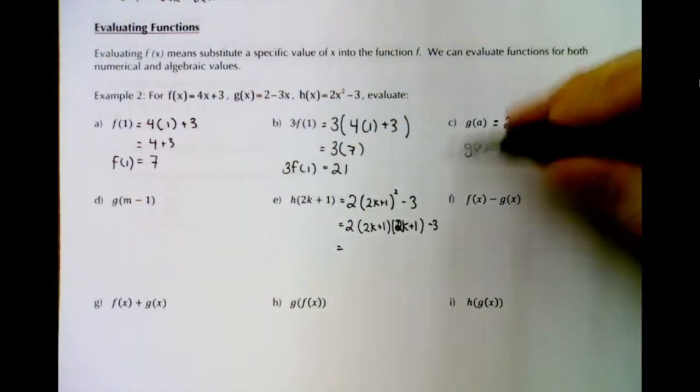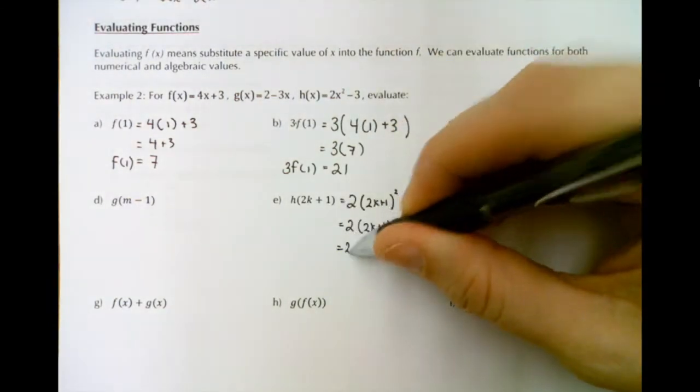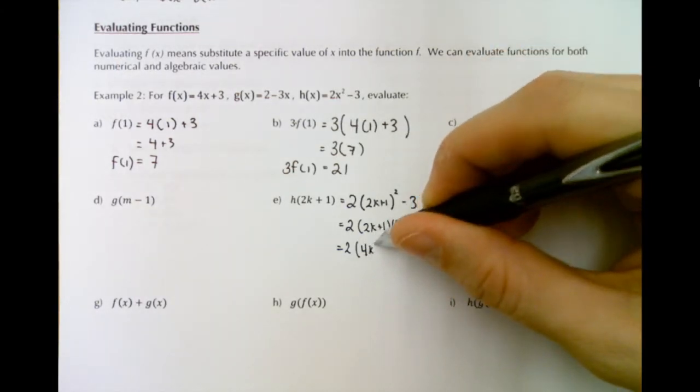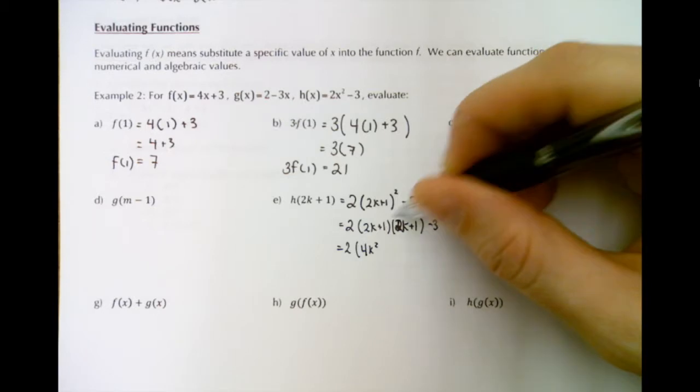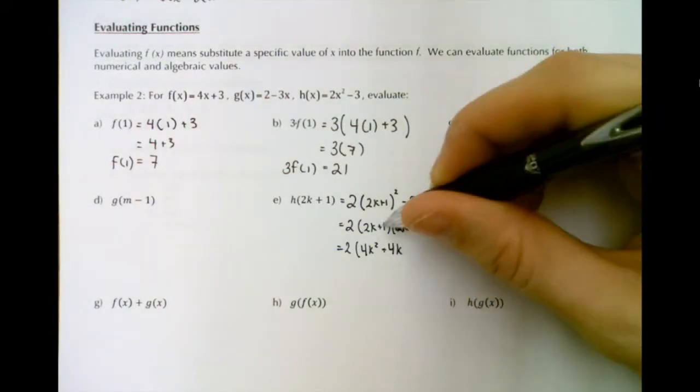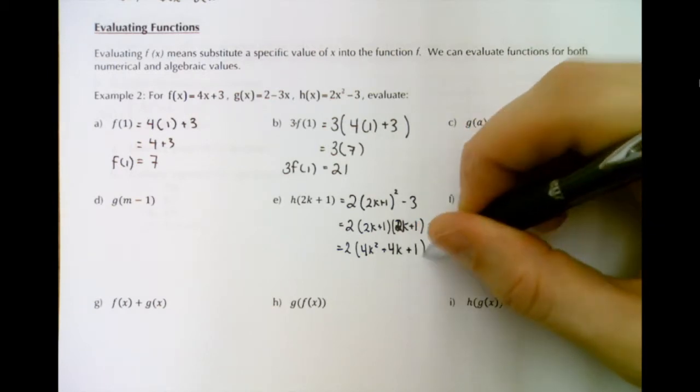All right, and now we're going to FOIL. We'll keep the 2 out, and we'll do 2k times 2k. It's 4k squared. 2k times 1 is 2k. 1 times 2k is 2k. Both those together is 4k. 1 times 1 is 1.